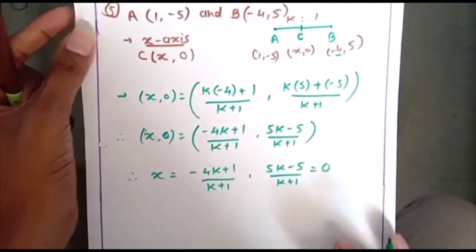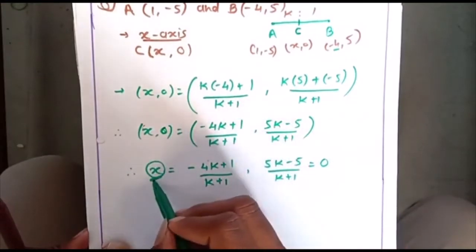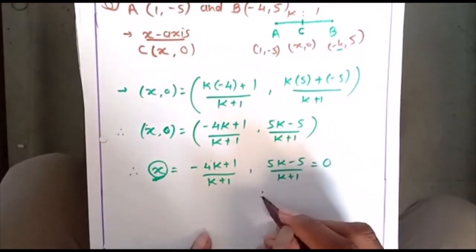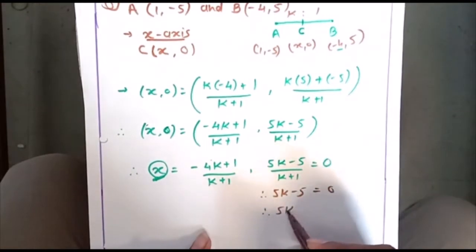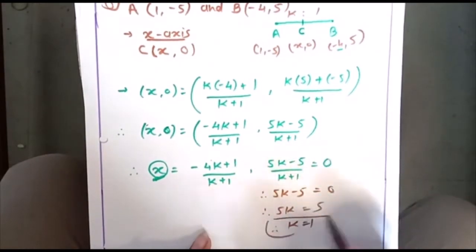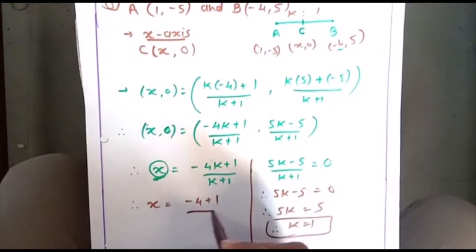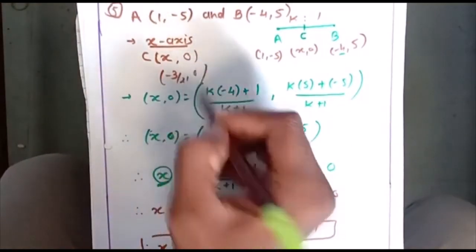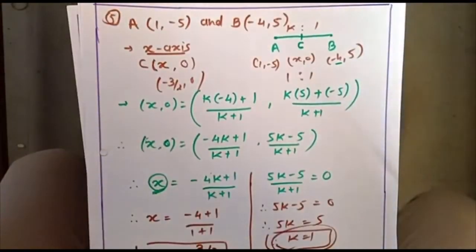Now see carefully, so first I find k. 5k minus 5 is equal to 0. Side change, 5k is equal to 5, k equal to 1. Putting k is equal to 1 in this equation, we get x equal to (-4 plus 1) divided by (1 plus 1). So x equal to -3 by 2. So your point is (-3 by 2, 0), and the ratio is 1:1. So pause the video and note it down.